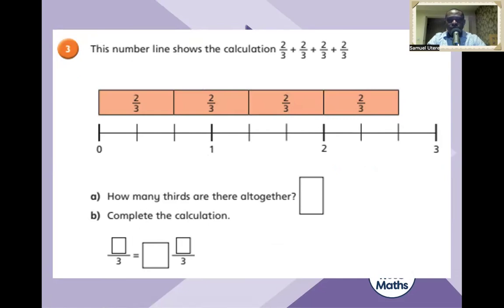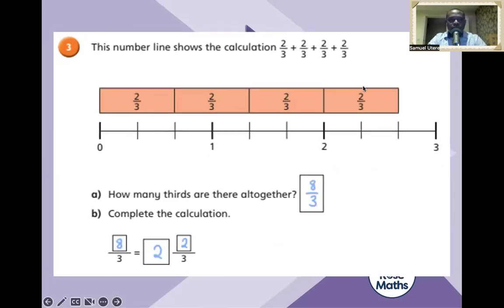Assuming you've paused the video and you've answered the question, here are the answers. Let's discuss them. Here you were asked, the number line shows the calculation 2/3 plus 2/3 plus 2/3 plus 2/3. How many thirds are there altogether? Remember, in 2/3, we have 2 lots of 1/3. So if you think about it, we have 2 lots of 1/3, another 2 lots of 1/3, which is 4 lots of 1/3. And if we group that, you see that we have 8/3.